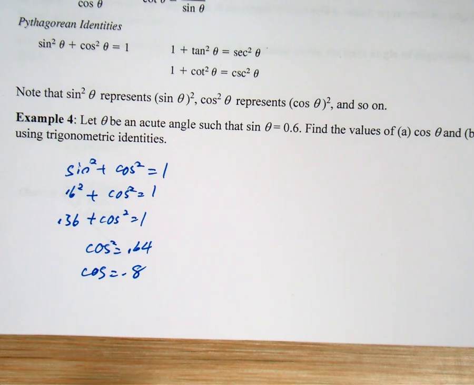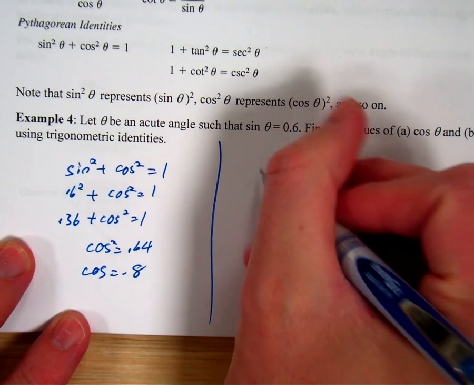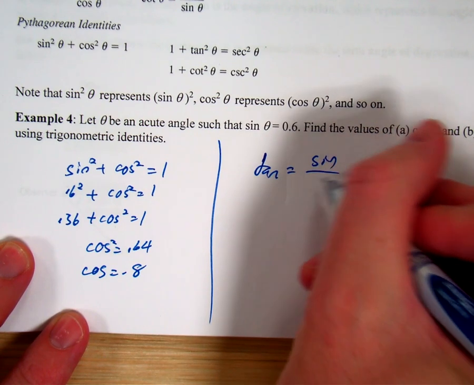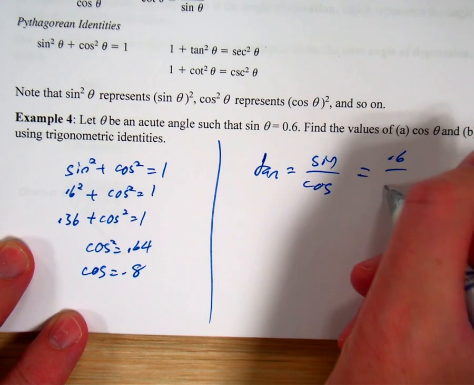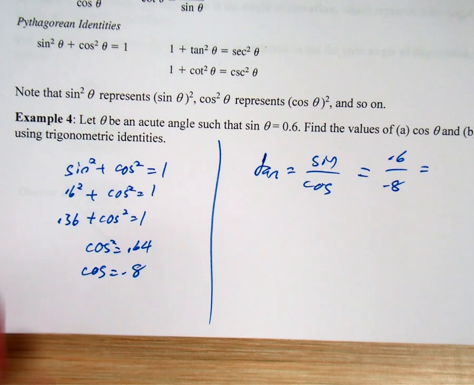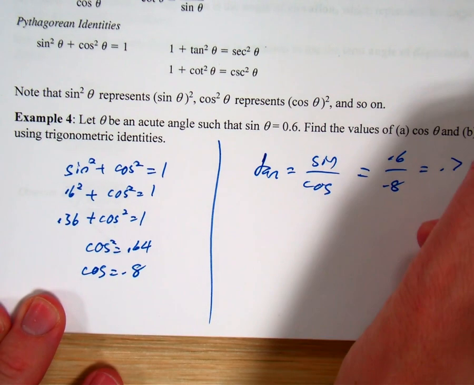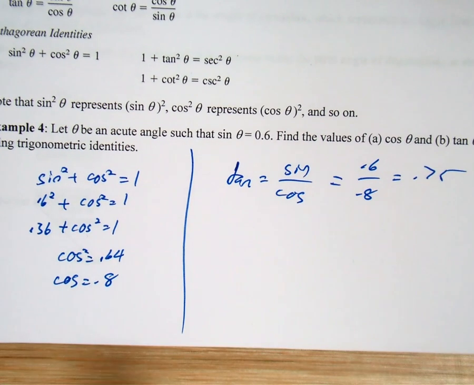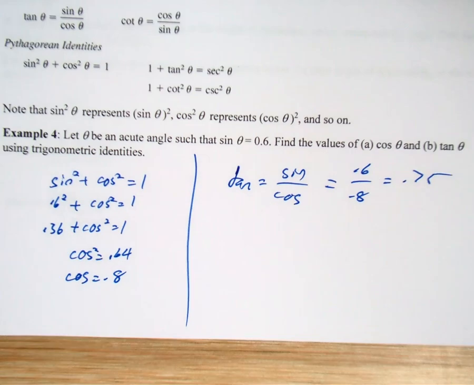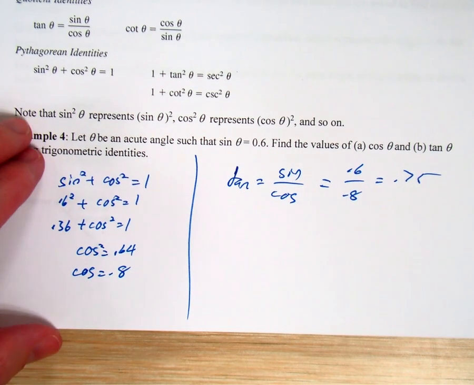Alright. It says an acute angle and sine is positive. So I think that's kind of limiting us to the positive quadrant here. Quadrant 1. Okay. Find tangent. Well, tangent is sine over cosine. So we have 0.6 over 0.8. That's 6 over 8. That's 3 over 4. That's going to be 0.75. Keep it moving.